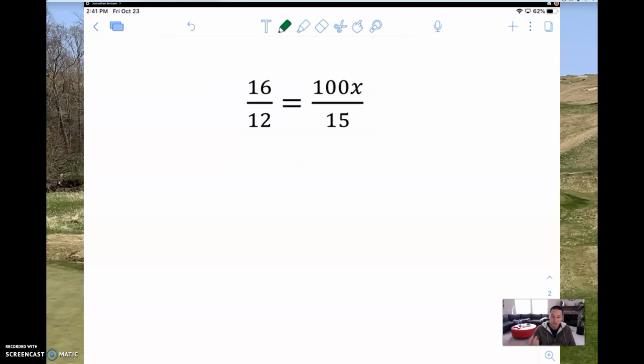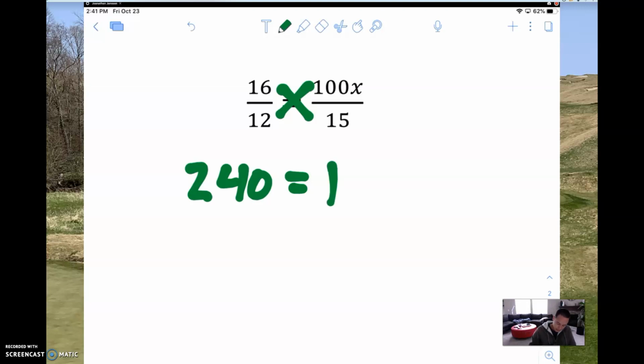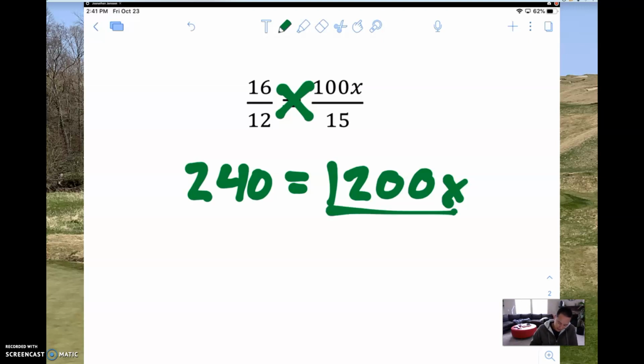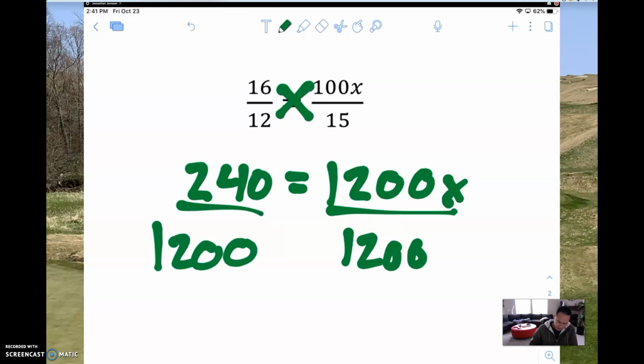Again, we are going to cross multiply to solve a proportion. So we're going to take 16 times 15, and you get 240. Then we put equals, and then we go the other diagonal, and we do 12 times 100x. Now, anytime you multiply by 100, you just tack on a couple zeros after that. So it's going to be 1200x. When you get to this point, you will divide by the number in front of the x. So in this case, divide by 1200, divide by 1200, and you'll notice something weird about your answer.